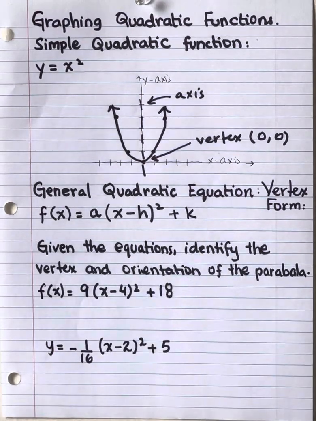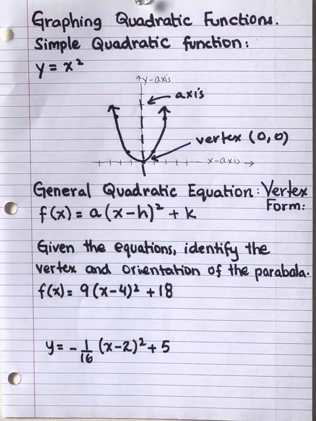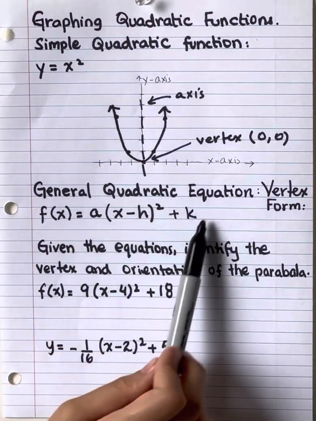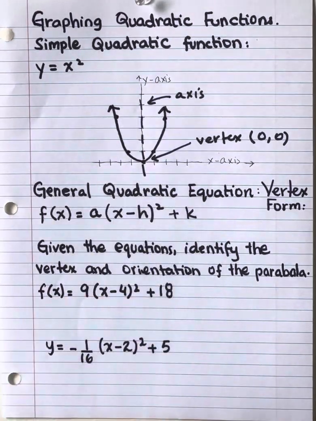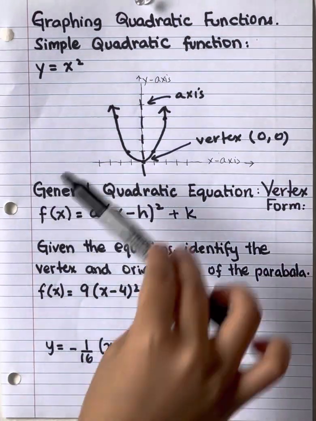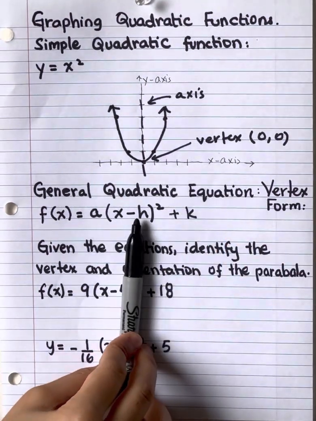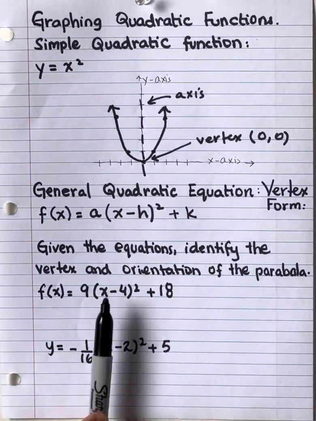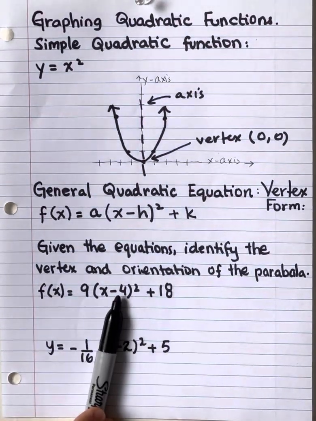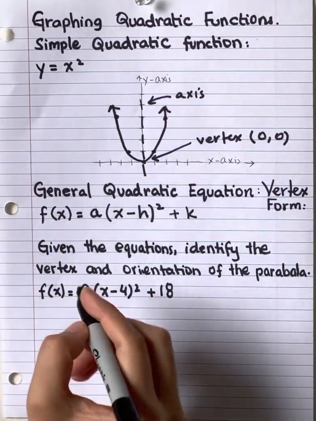Now, in this question, we're given the equations, and it asks us to identify the vertex and orientation of our parabola curve. So how can we do that? We know our vertex form equation, and the vertex is a point which is the minimum or the maximum point of our parabola curve, and h is the x coordinate of the vertex and k is the y coordinate of the vertex. So in this equation, we know our h and k. We can extract it from this equation.